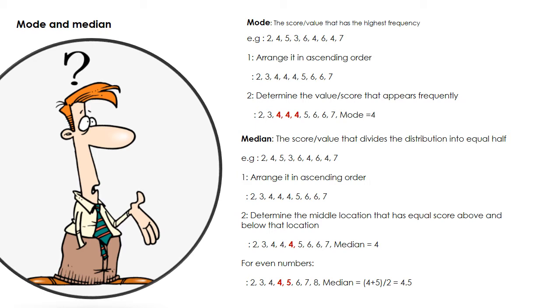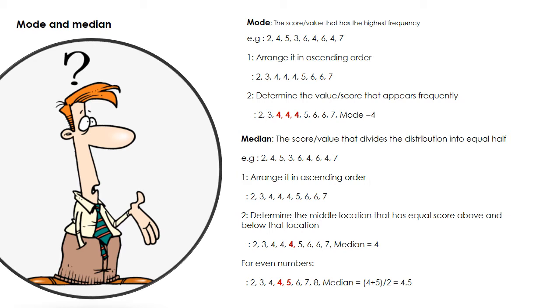From here, the next step is to determine the score or value that appears frequently in your list. What is the value that appears the most? If you notice, 6 appears twice, and number 4 appears 3 times. So which one is the most frequently appearing value? Yes, it is 4. So 4 is the mode for this distribution. 4 is the most frequently appearing value in your data set.